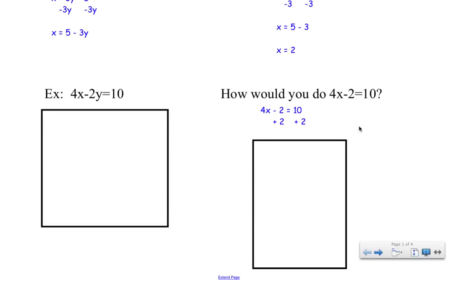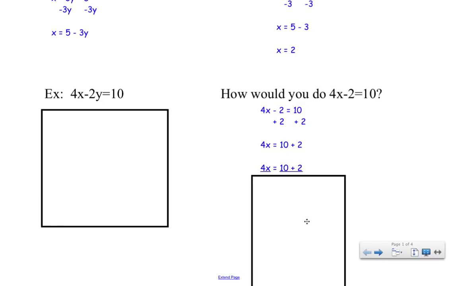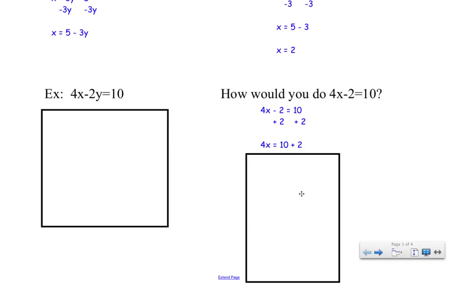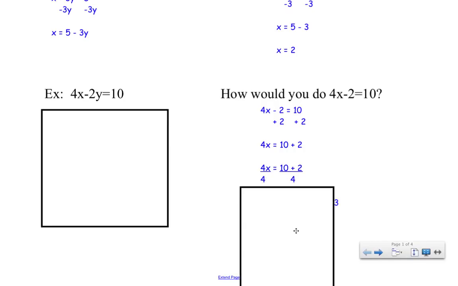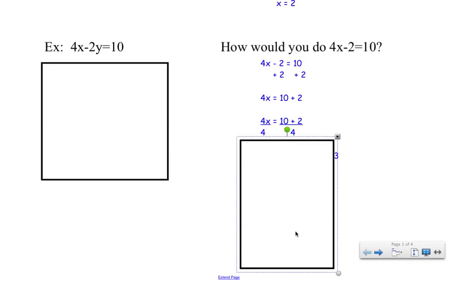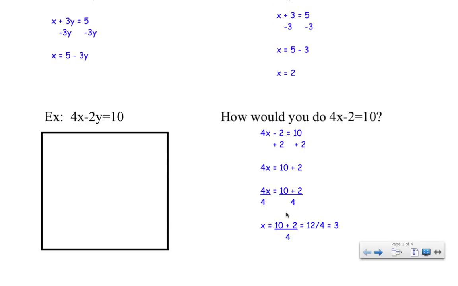So if I had this problem, which I know you guys know how to do, you would add 2 to both sides. That would give you 4x equals 10 plus 2. Then you would divide both sides by 4. 10 plus 2 is 12, and 12 divided by 4 is 3. So your answer is 3. And I know you maybe wouldn't do it quite with as many steps as I did, but I know you know how to do that.